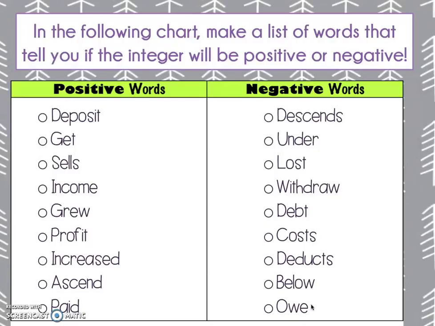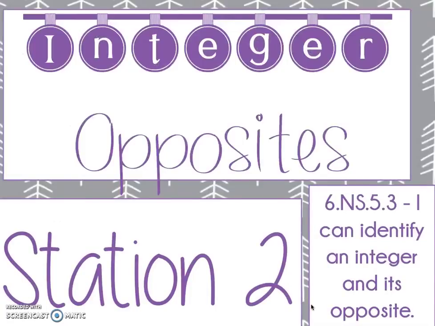Okay. So what I want you to do is put your video on pause, and finish examples 1 through 10. I want you to read them, underline the words that tell you whether it's going to be positive or negative, and then fill those in on your notes paper. When you're ready, flip over to the back, and we're going to do integer opposites. Just press play, and it'll be ready for you to start integer opposites.